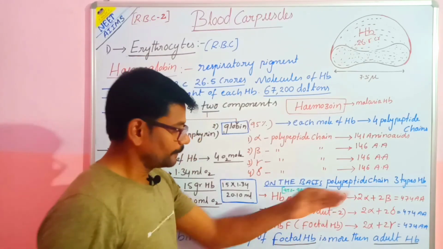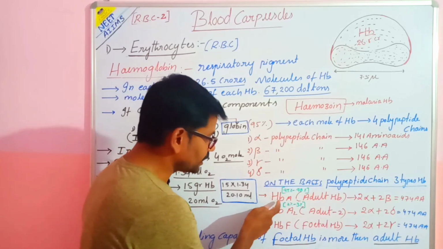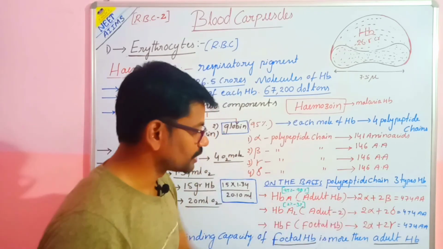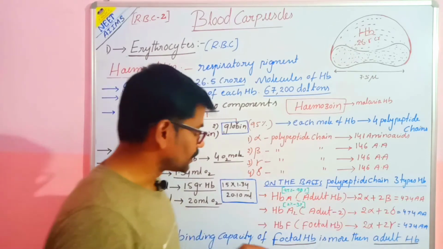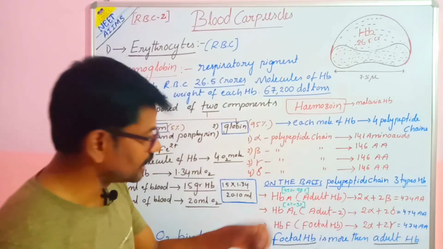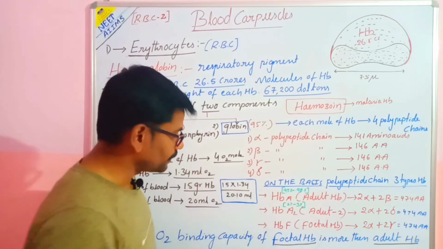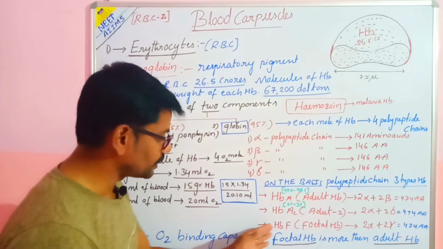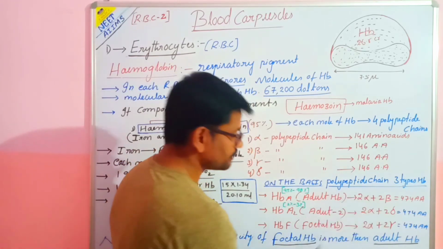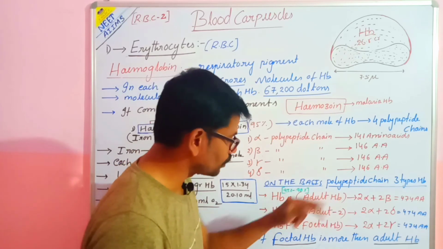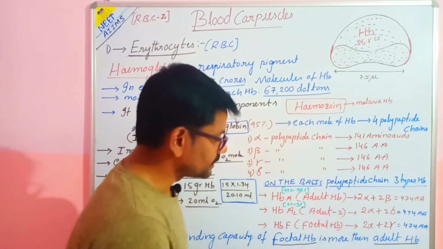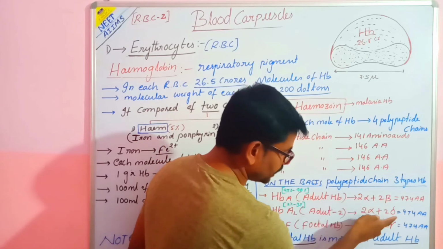Now, what types of polypeptide chains are present in HbA? HbA is adult hemoglobin, the first type. It has 2 alpha chains and 2 beta chains. The total number of amino acids is 474. The second type of adult hemoglobin is made up of 2 alpha and 2 delta chains. The third type is fetal hemoglobin, made up of 2 alpha and 2 gamma chains. Each is made up of 4 polypeptide chains. The common chain is alpha, but the differences are beta, delta and gamma.